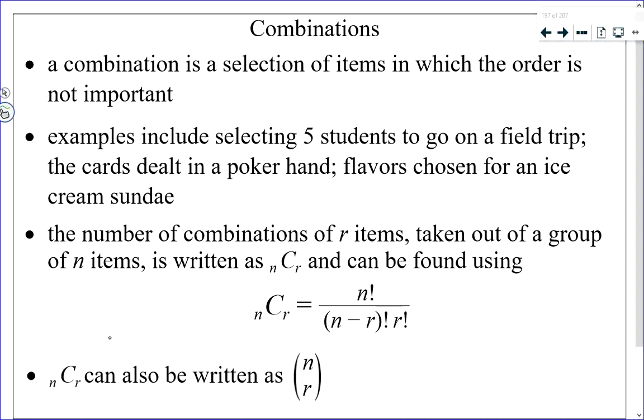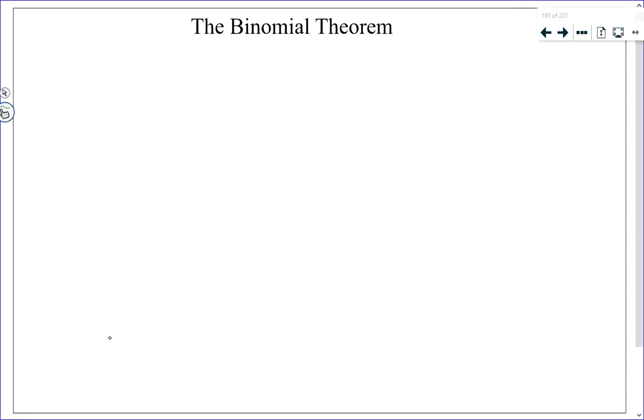nCr can also be written that way, and that just means if you ever see two numbers stacked on top of each other in brackets, it's a combination. There's no equivalent notation like that for permutations. And that takes us to the binomial theorem.